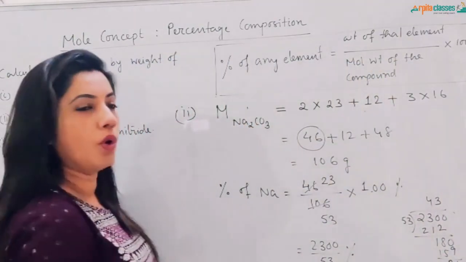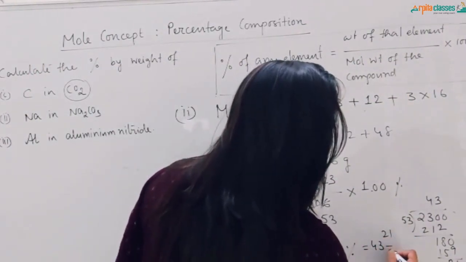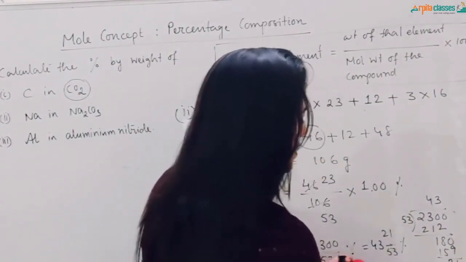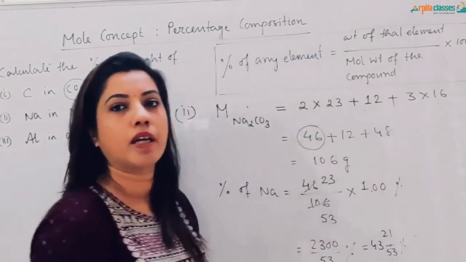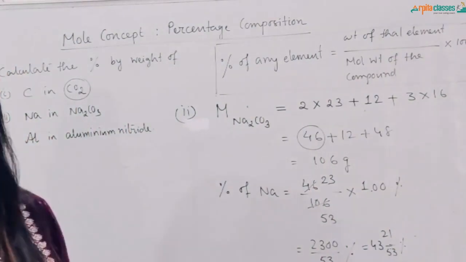So it's 43 whole 21 upon 53. So we'll write 43 whole 21 upon 53%. You can keep this in mixed fraction or you can keep it in points as you wish. Okay. So that was the second sum.